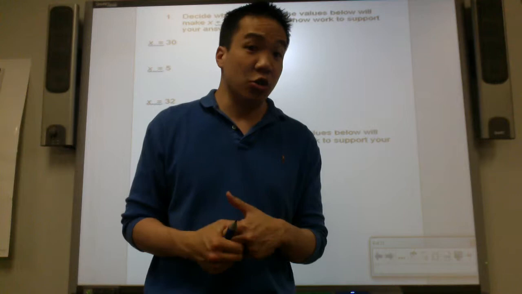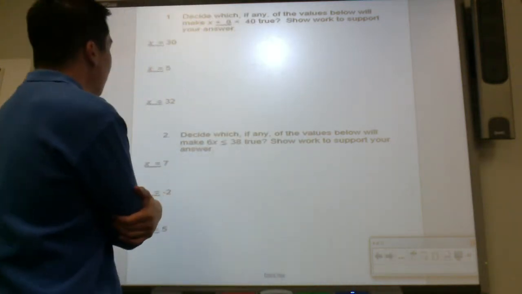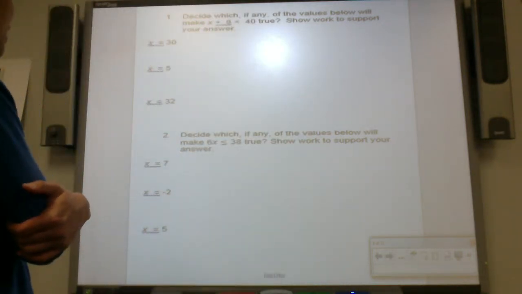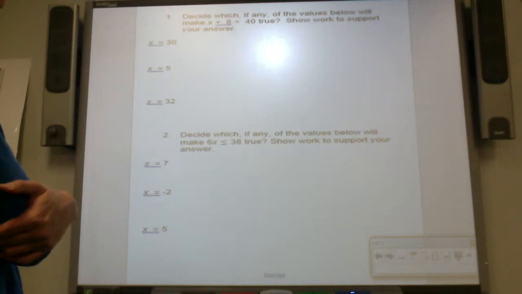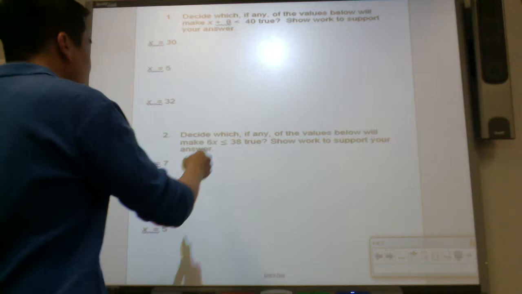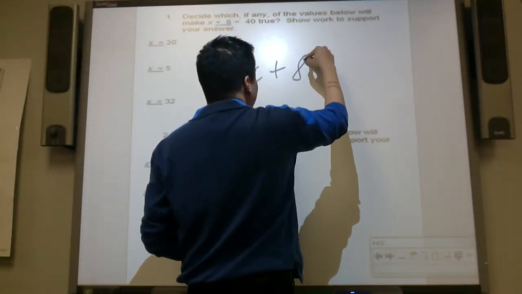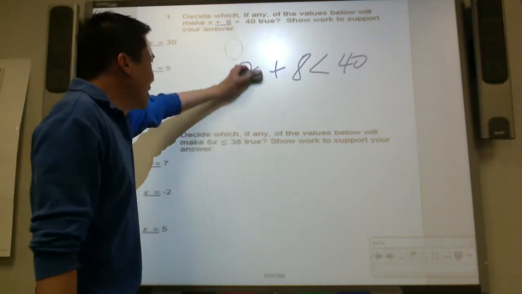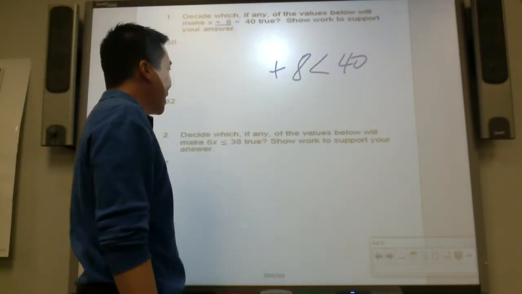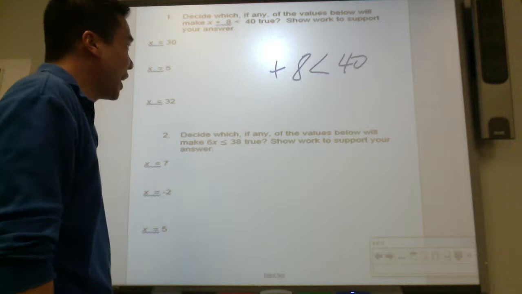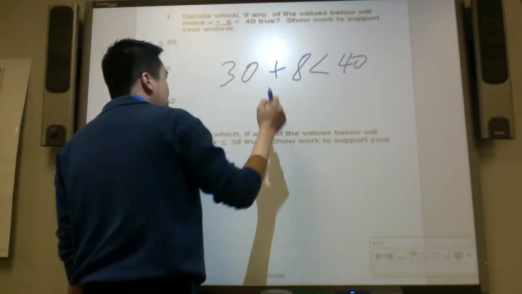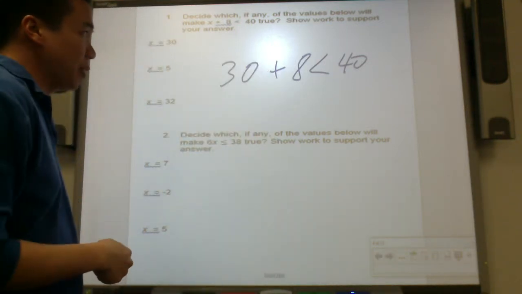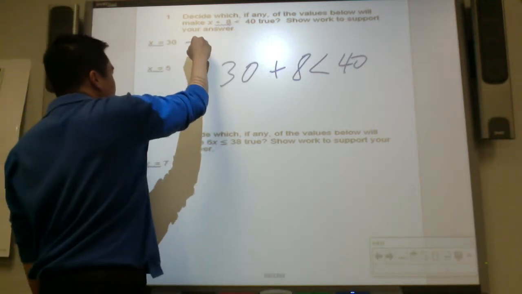So now, what we're going to be doing here is we're going to plug in and see different scenarios when the statement is either true or false. So the first one. If I plug in either 30, 5, or 32 into this inequality, will the answer still be true? The statement is x plus 8 is less than 40. So if I replace the x, substitute the x with 30, will 30 plus 8, or 38, be less than 40? True.